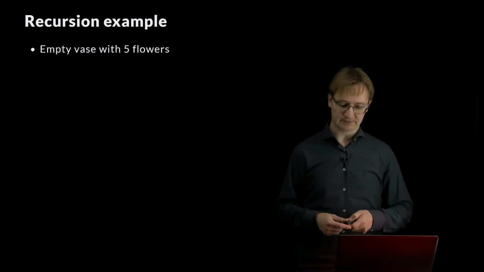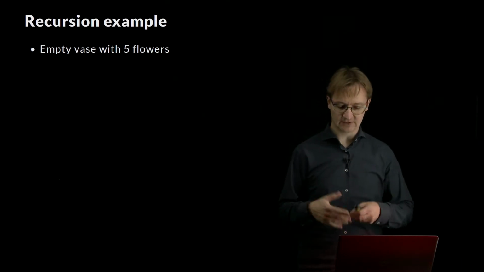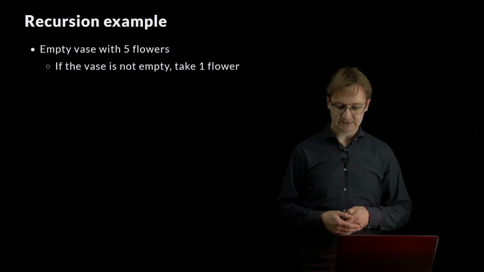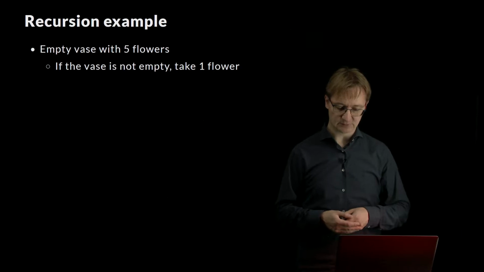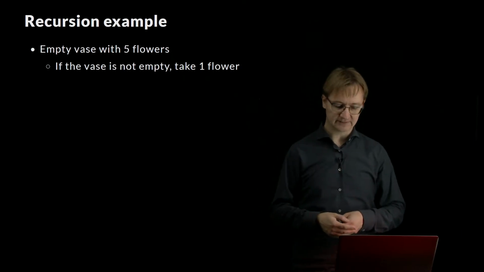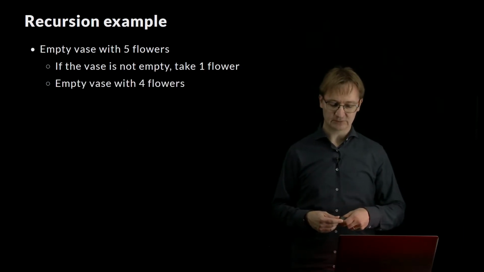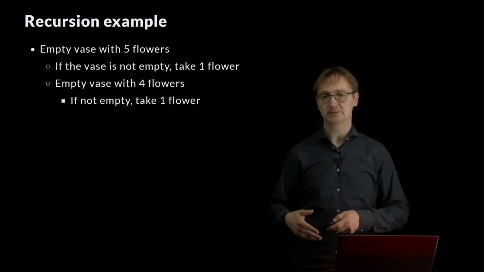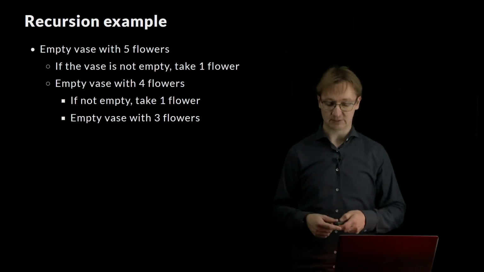Let's see an example. So let's say we have a problem. We want to empty a vase with 5 flowers in it. How would we approach this problem? First, we want to make sure that the vase is not empty. And if it's not, then we take out 1 flower. And now we want to empty it with 4 flowers. And again, if it's not empty, we take 1 flower, and we have the same problem with 3 flowers, and so on.